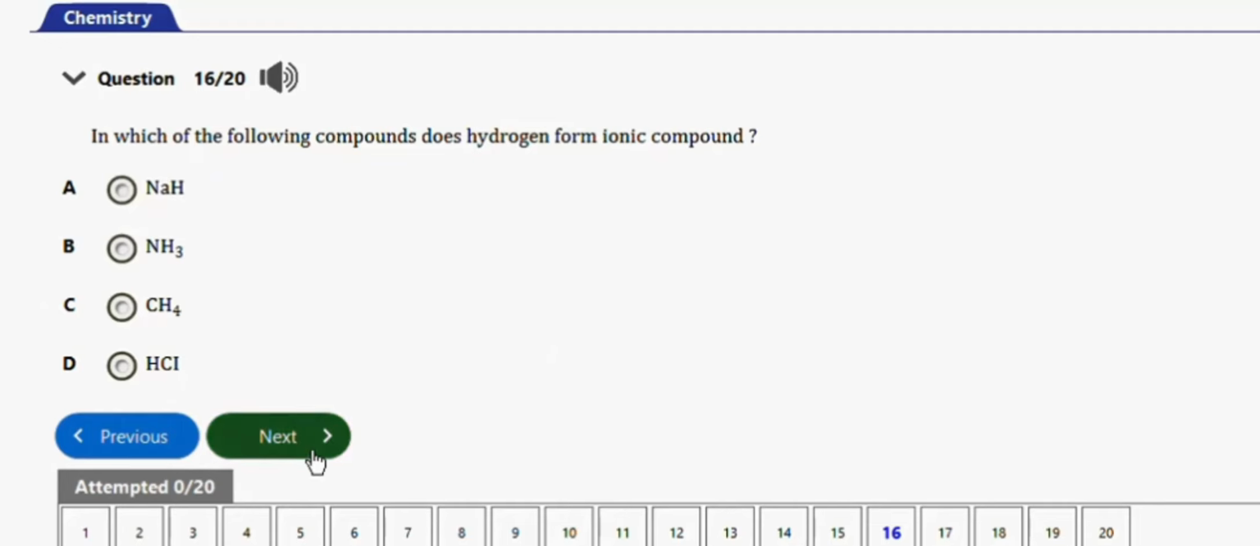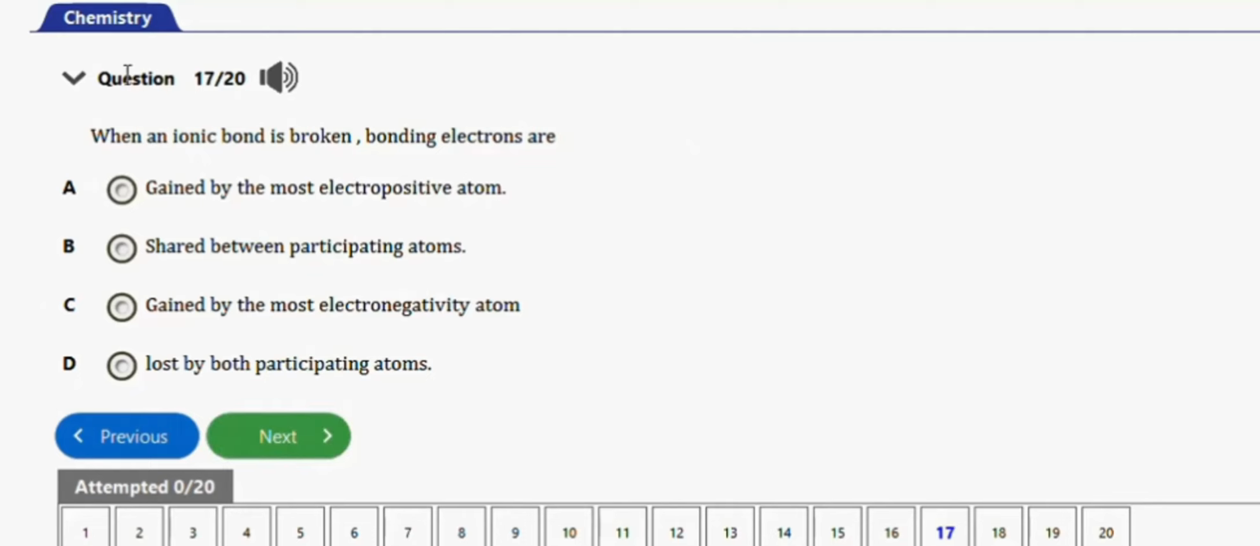The next question will be this one. It says when an ionic bond is broken, bonding electrons are gained by the most electropositive atom. No. Shared between participating atoms. No. Gained by the most electronegative atom. Yes. So guys, this is the right answer, option C.